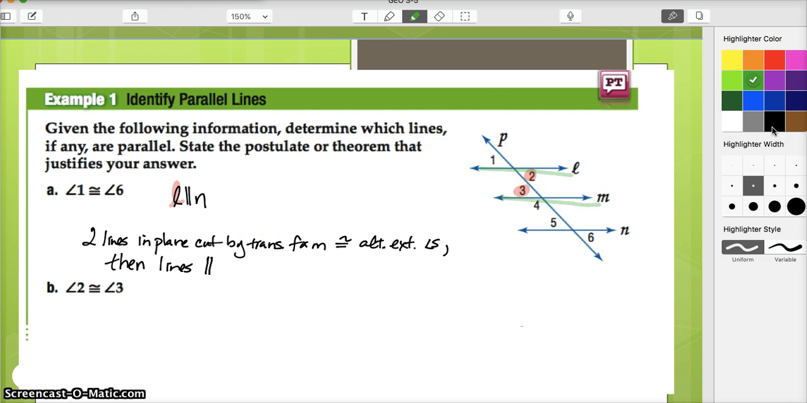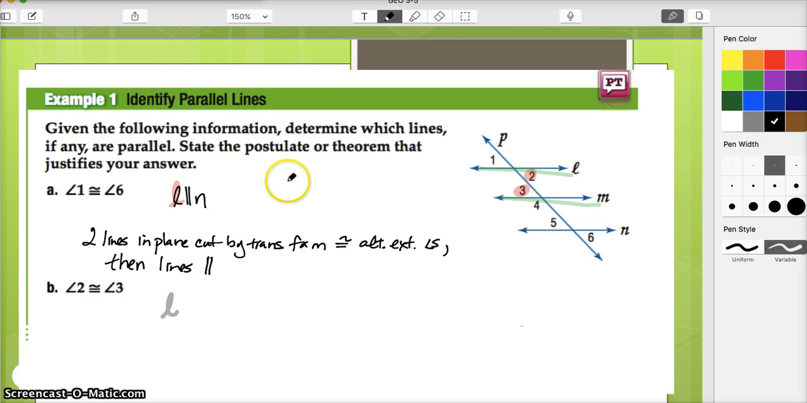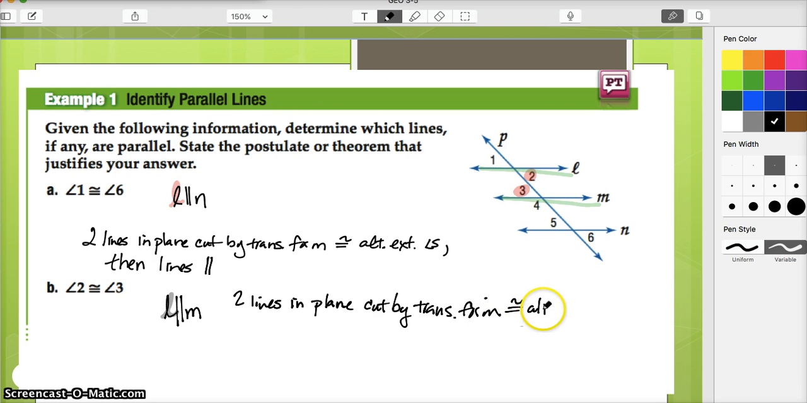So we're talking about lines L and M. L is parallel to M, and that is true because these are alternate interior angles. Two lines in a plane cut by a transversal that form congruent alternate interior angles, right? If this is the case, then the lines are parallel. All right, and that's it for example 1.